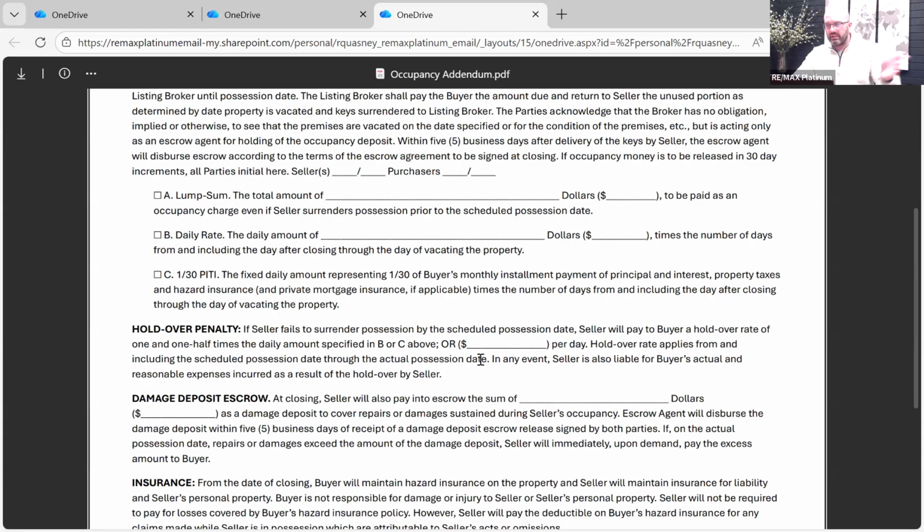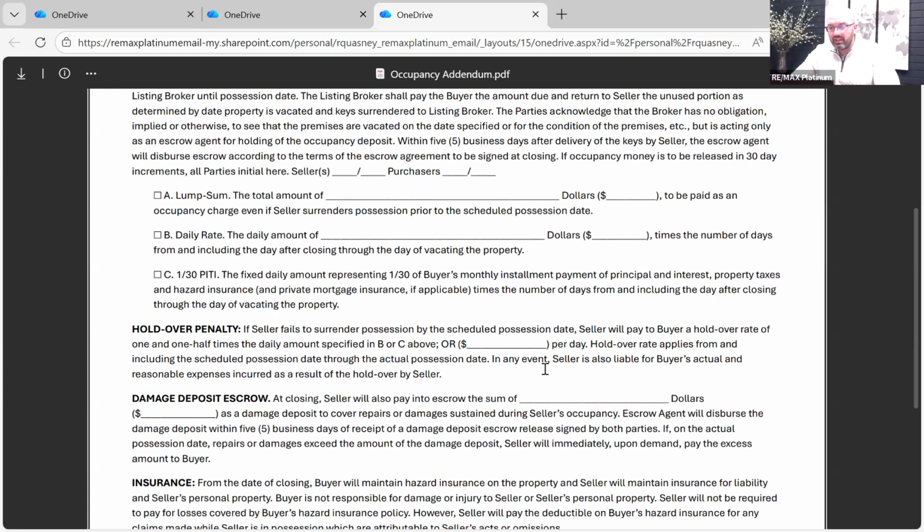So they were supposed to be out on Thursday. If they fail to turn in the keys Thursday before 5 o'clock, then they get charged. Even if they turn in the keys Thursday at 8 o'clock, they get charged the holdover penalty for Thursday, all the way through to the actual possession date.